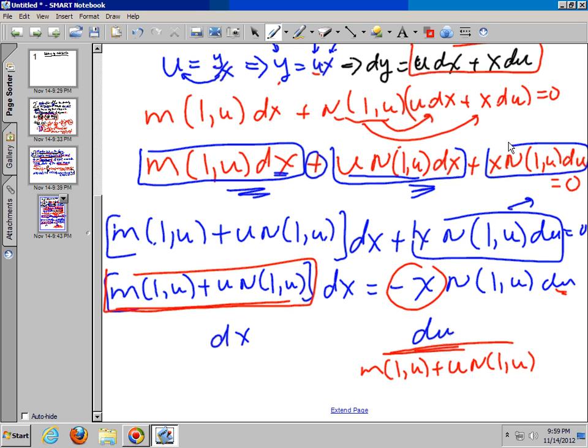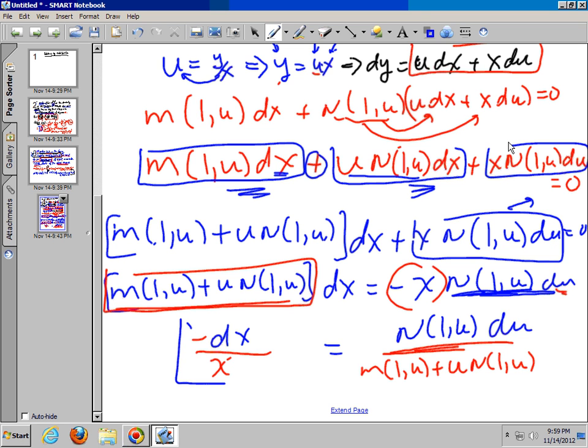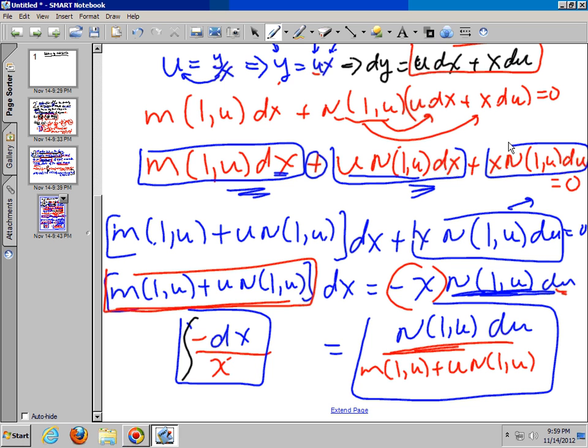This negative x, I'm going to put it down here, except I'll just put the negative on the top. And I want to move this du over a little bit. I'm going to keep it in the numerator, but move it over. And this piece, N of 1 comma u, is a function of u, so it stays on the u side. Notice, that's a function of x, and this is a function of u. And if I just happen to integrate these, it's separable. It will always be separable.